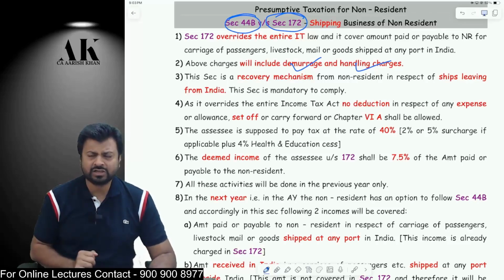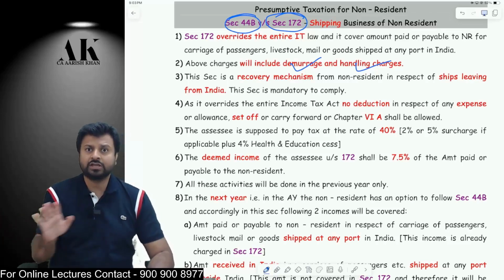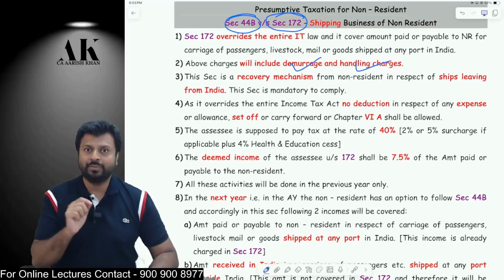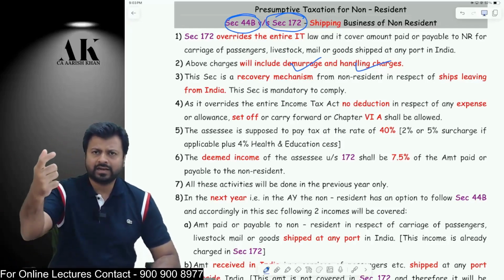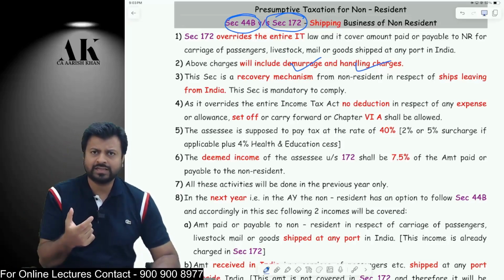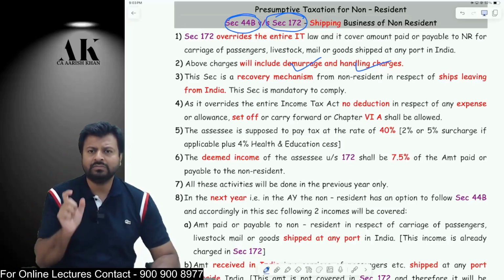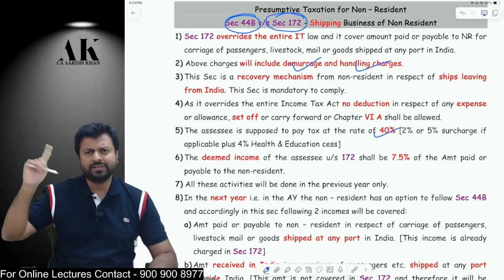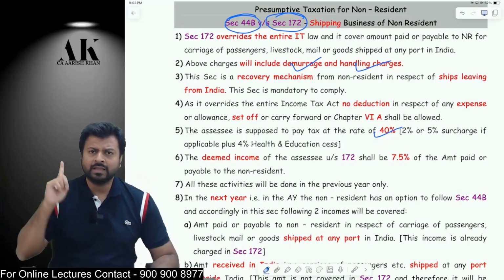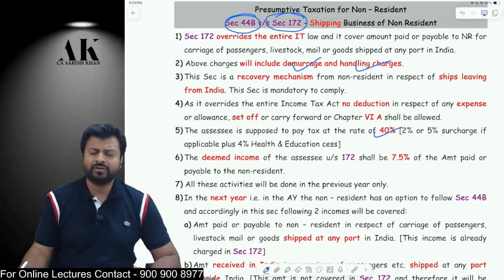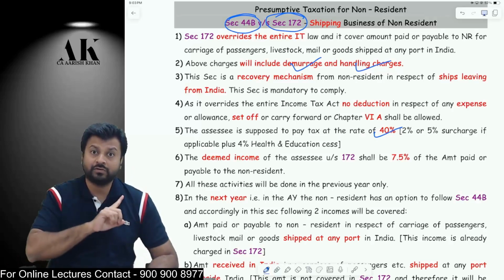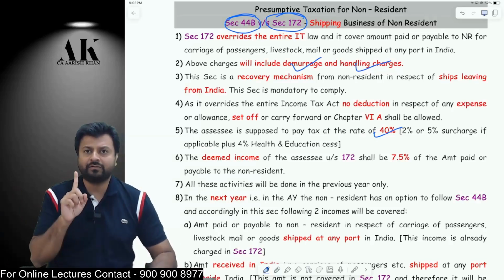Will he get any deduction of any expenses? No PGBP deduction, no set off of loss, no chapter 6A, nothing will be allowed at this moment. And what will be the tax rate? 100 lakhs is the revenue, 7.5% is the income, 7,50,000 is the income. The tax rate will be directly 40%. Why? Even if that person is an individual or HUF, it is still 40%. For everybody, as per section 172, it is 40%. Everybody will be liable for 40% income tax.